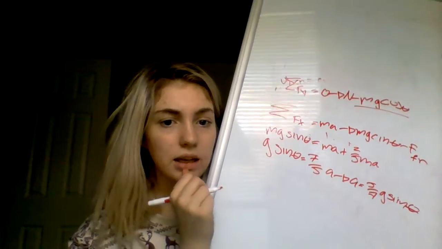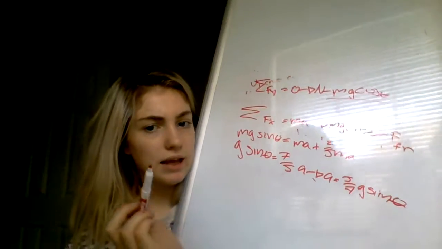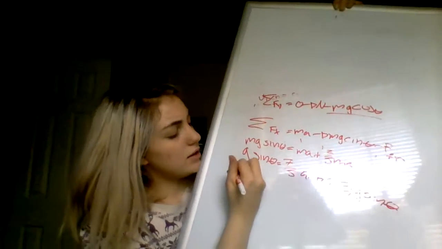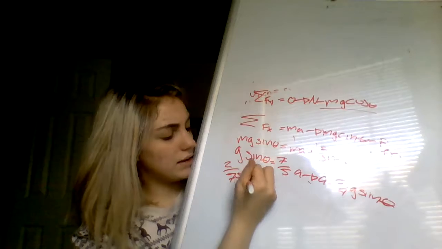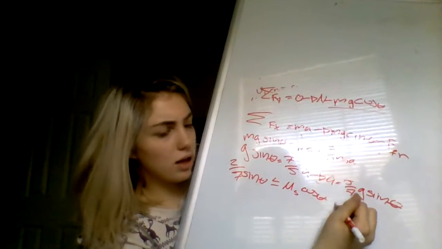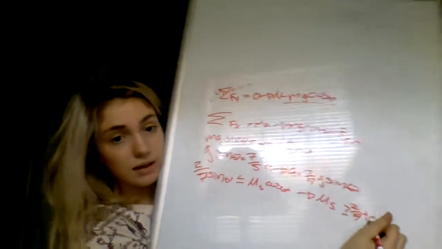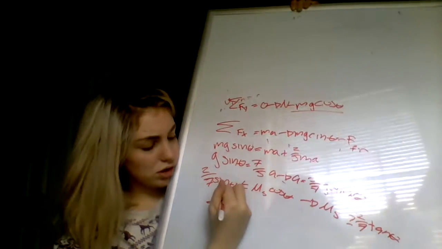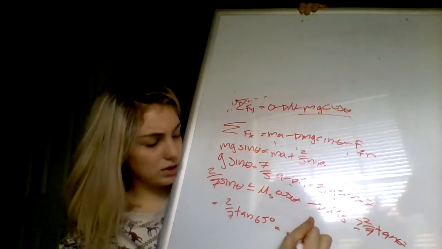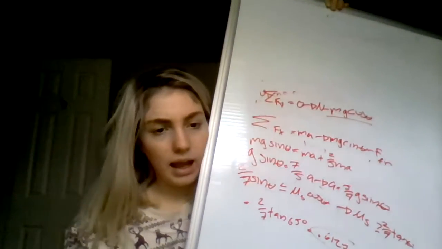Okay, plugging in this equation and this equation, we cancel out 2/5 and then 5/7 g sine theta, and we eventually get that 2/7 sine theta is less than or equal to mu cosine theta, which is given by this, so mu is greater than or equal to 2/7 tangent theta, which will equal 2/7 tangent of the angle given, which is 65 degrees, which will equal 0.6127, or about 0.613, and that is part A.